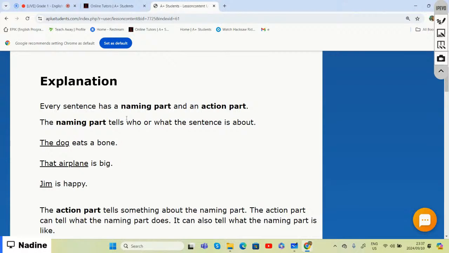So in each sentence, we have a naming part that tells us who or what the sentence is about. It can be a name of a person, it can be a thing, or it can be an animal. And then we have an action part that tells us what the naming part does, the action that the naming part, which is either the person, the animal, or the thing, does.